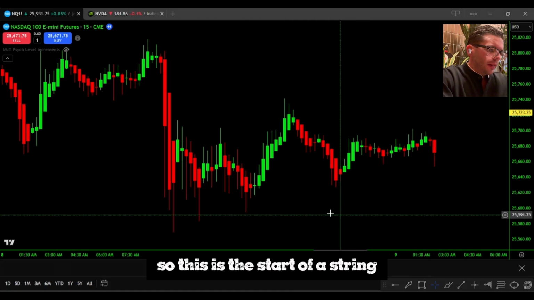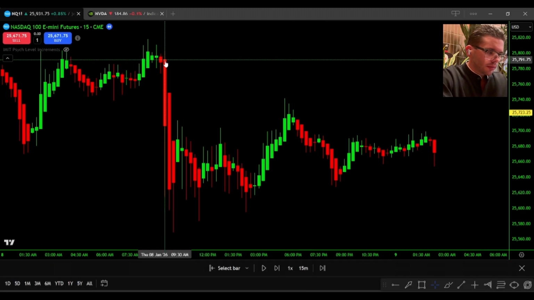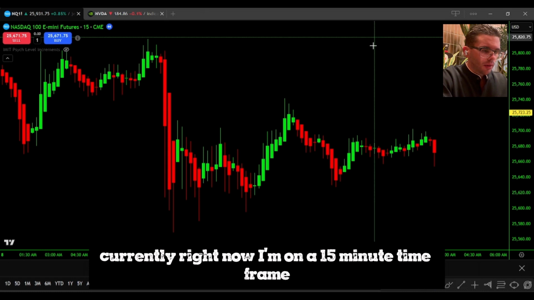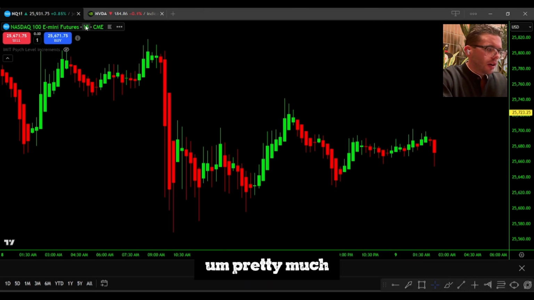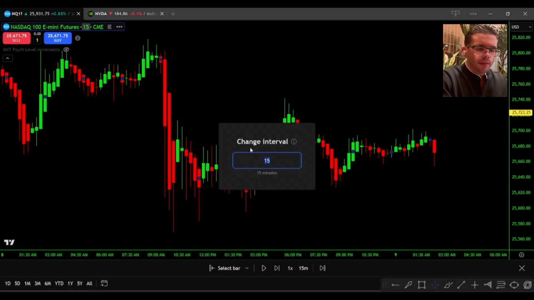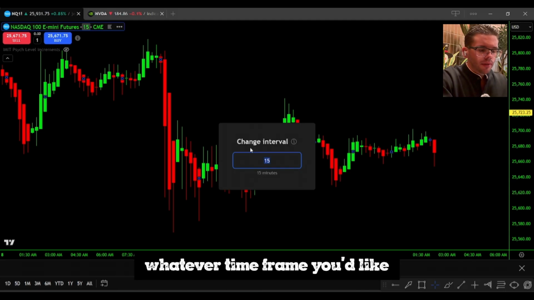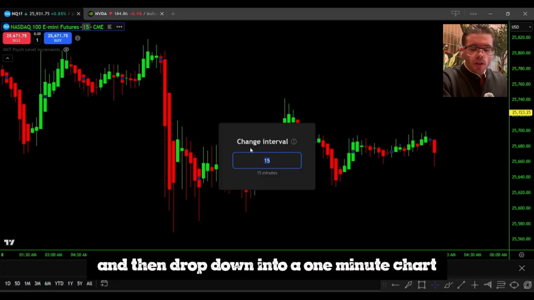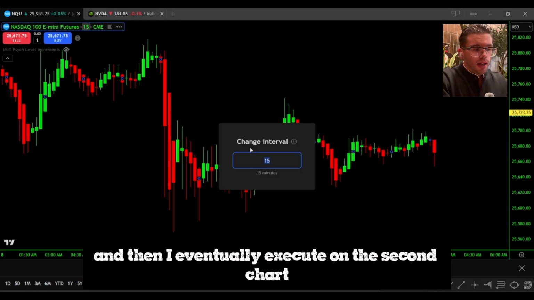So this is the start of a string. You see an aggressive drop off. Currently, right now, I'm on a 15-minute time frame. Pretty much, you want to go and identify a string, whatever time frame you'd like. I prefer to start on a 15-minute chart and then drop down into a 1-minute chart and look at the structure, and then I eventually execute on the second chart.